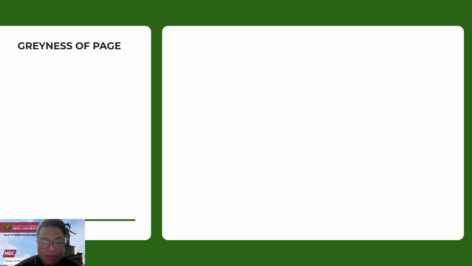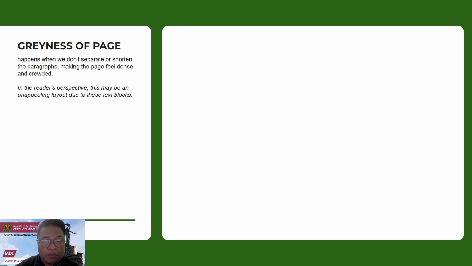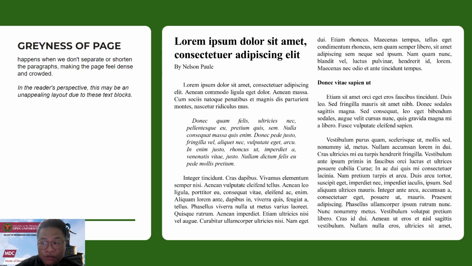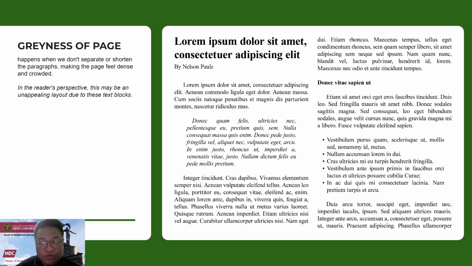Grayness of page happens when we don't separate or shorten the paragraphs, making the page feel dense and crowded. In the perspective of the reader, this may be an unappealing layout due to text blocks, like this. We can avoid this by utilizing the white spaces of your page and by emphasizing key points and sentences with font styles. A bullet should also be useful for extra long lists.